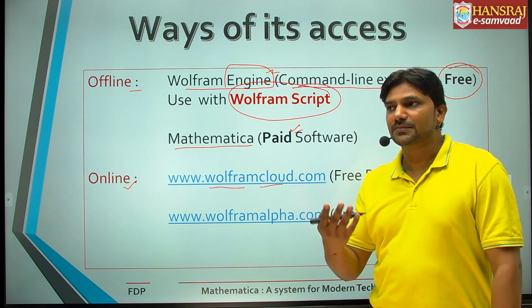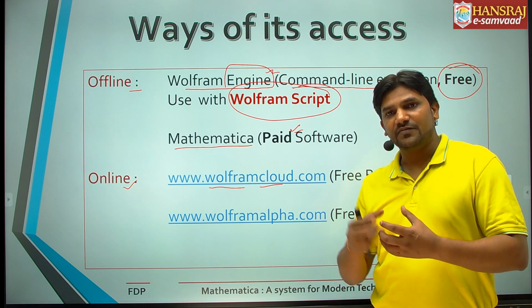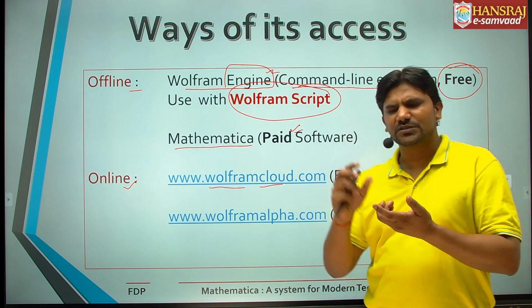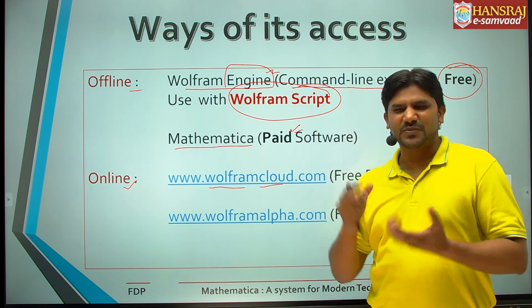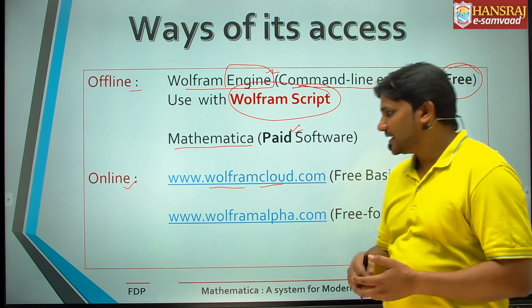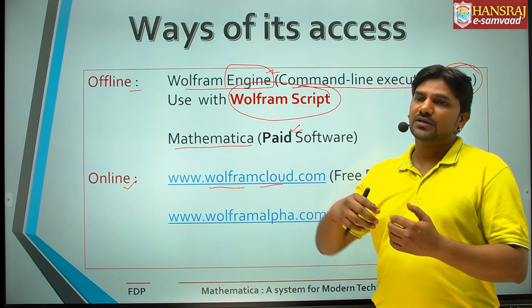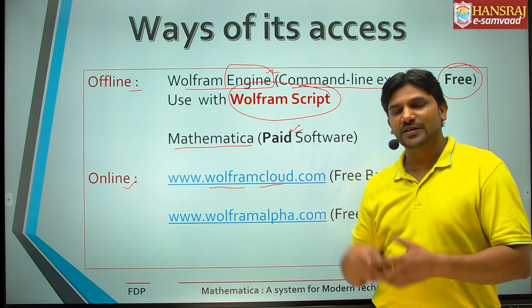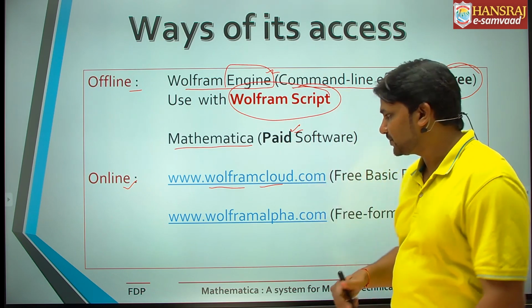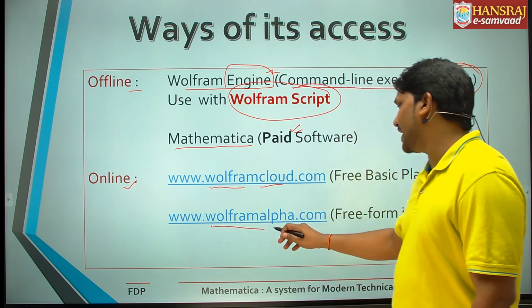provided some basic plan in which they will give you some MB of space, maybe 25 or 50 MB, and then you can work on your file there online. But if you want to go beyond the limited space, then you need to purchase. Another one is Wolfram Alpha.